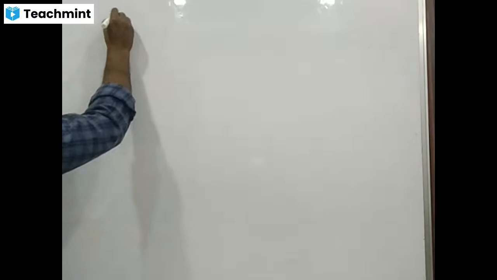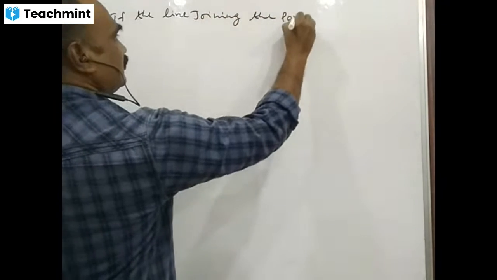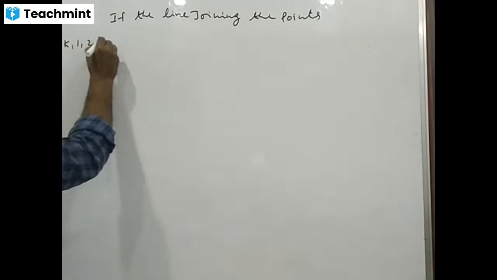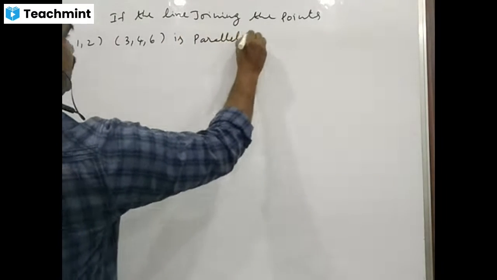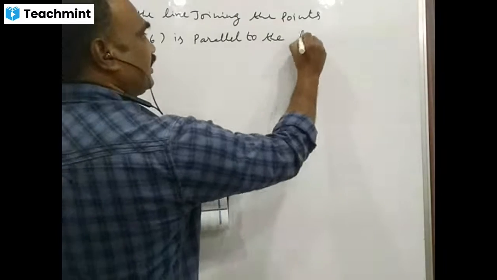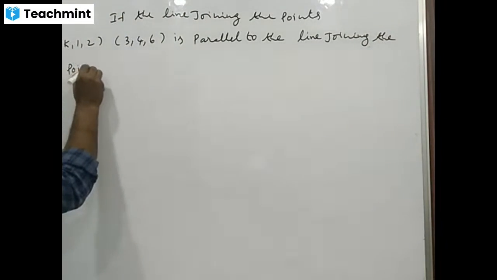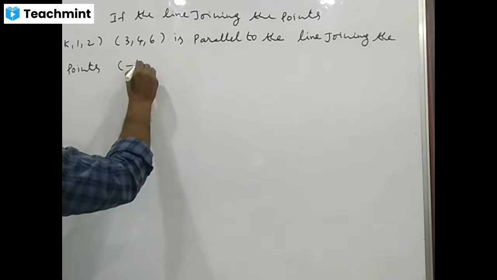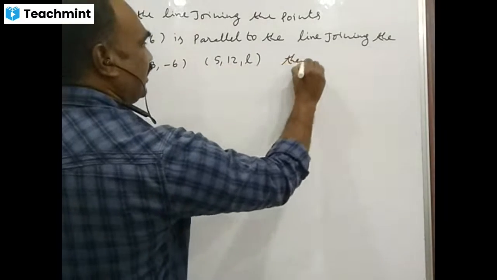If the line joining the points k comma 1 comma 2 and 3 comma 4 comma 6 is parallel to the line joining the points minus 4 comma 3 comma minus 6 and 5 comma 12 comma L, then k comma L is equal to?